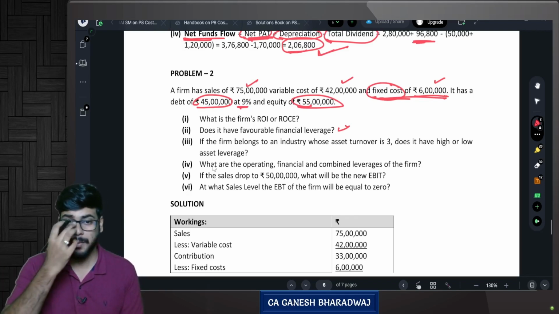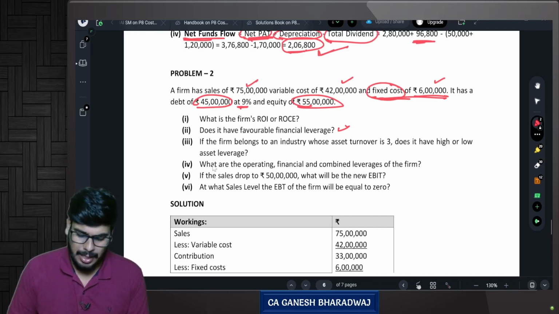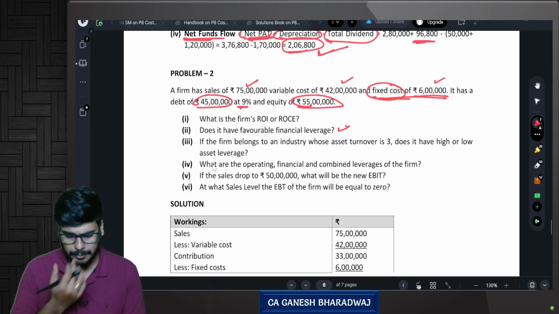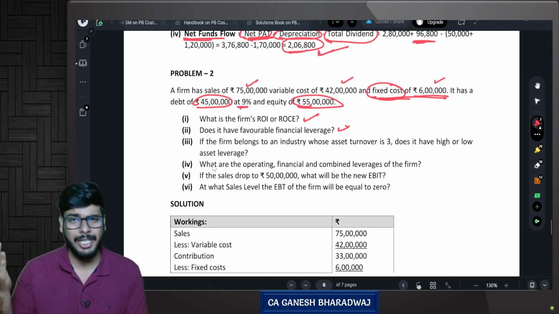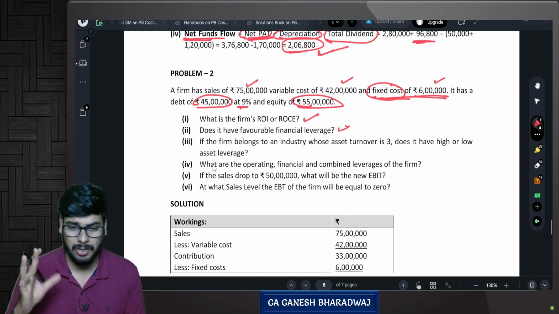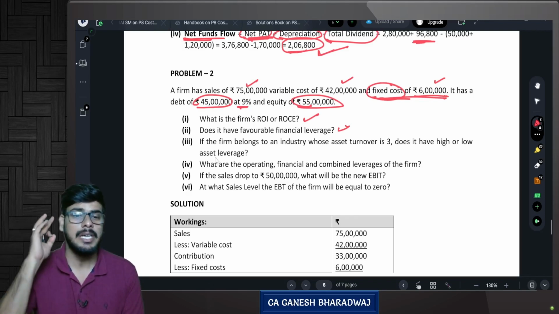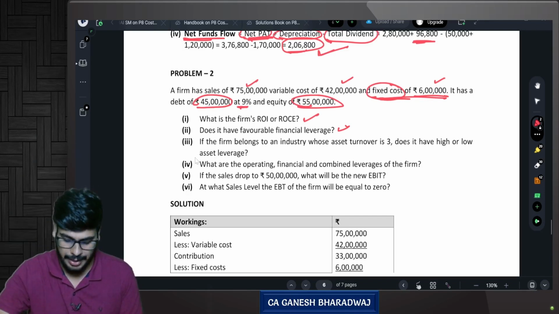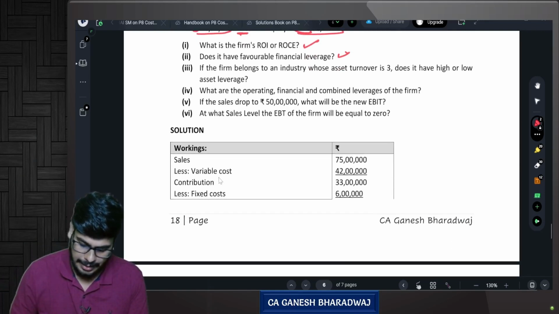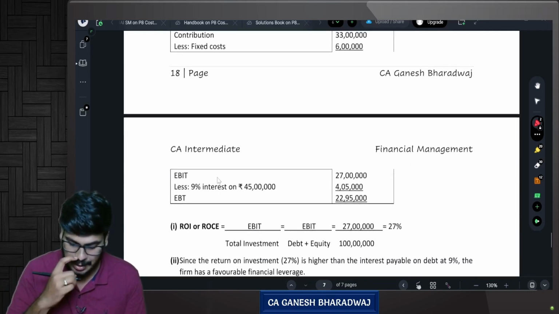Maybe if they ask this, it could be a 10-mark question. Now, yes, this is also again the first part. Let us go one by one. The first part of the question, that is ROI calculation. It's basically your ratio analysis chapter, but anyways, it is logical. Let us crack that here. Now, before that, remember always, in case of leverage chapters, the first thing that you need to do is what? You need to prepare that profit statement. So, profit statement, sales minus variable cost gives you contribution, minus fixed cost gives you what? EBIT, minus 9% interest gives you EBT.